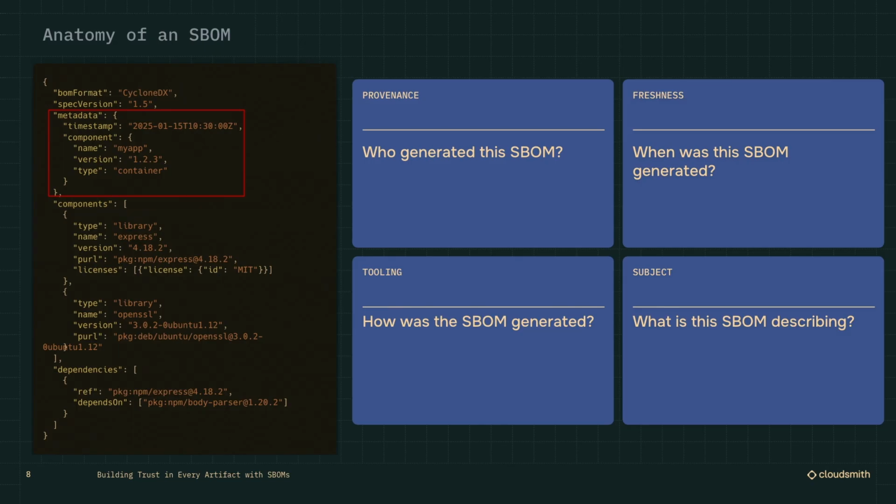The next part is metadata about the SBOM, specifically provenance, freshness, what tooling was used to generate the SBOM document, and also what the SBOM is describing. In this case, you will see that it says type container, and has a name and a version. That means this SBOM is describing a container image named my app, version 123.